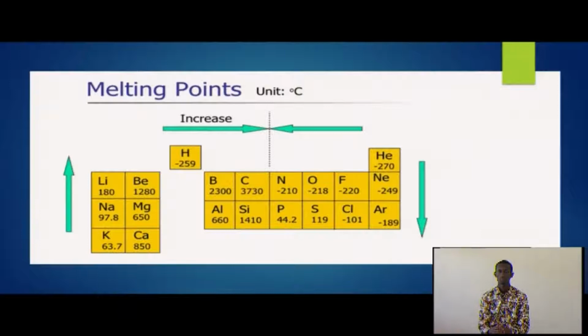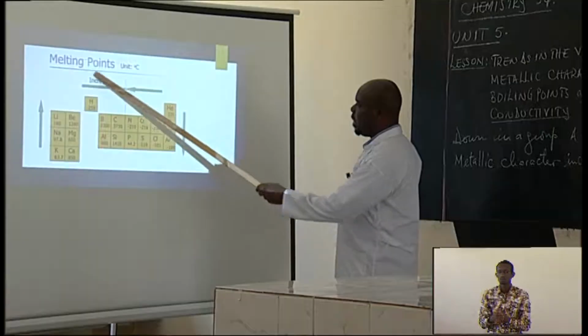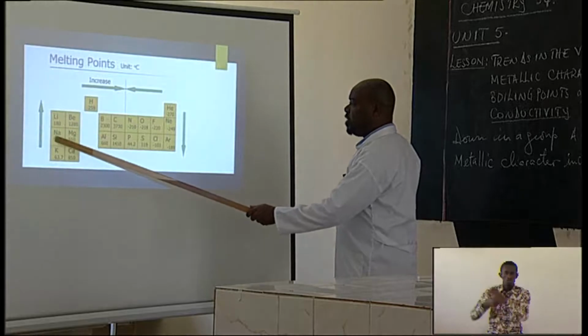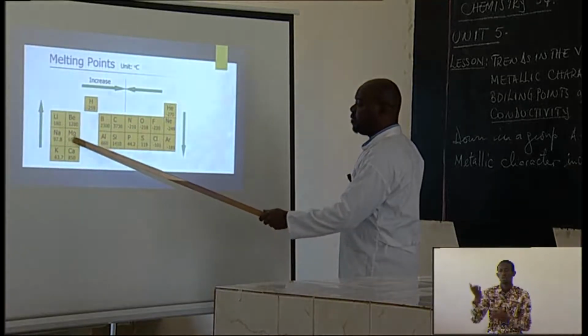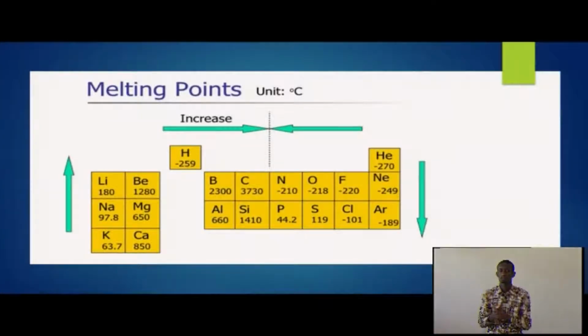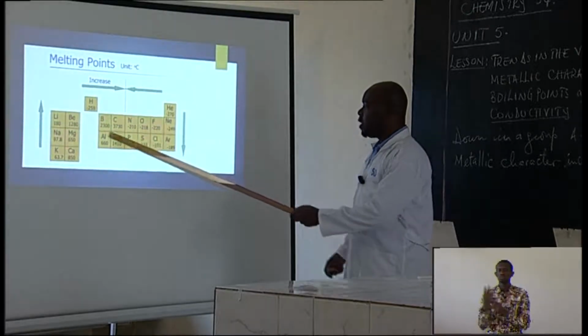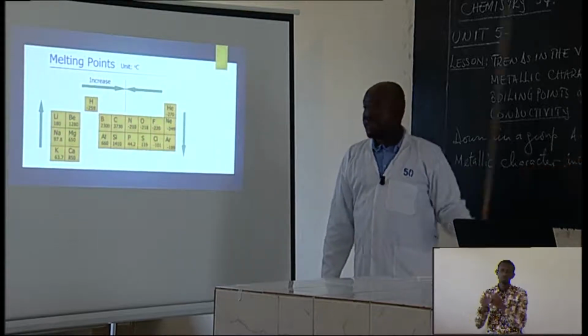And here we have some values we can use to show the boiling and melting temperatures of these elements. Here we have the melting points only. You can see sodium's melting temperature is 97.8, magnesium 650, aluminium 660, and silicon is 1,410. When we go to phosphorus, it's 44.2, sulfur 119. You see what we have seen and explained there.